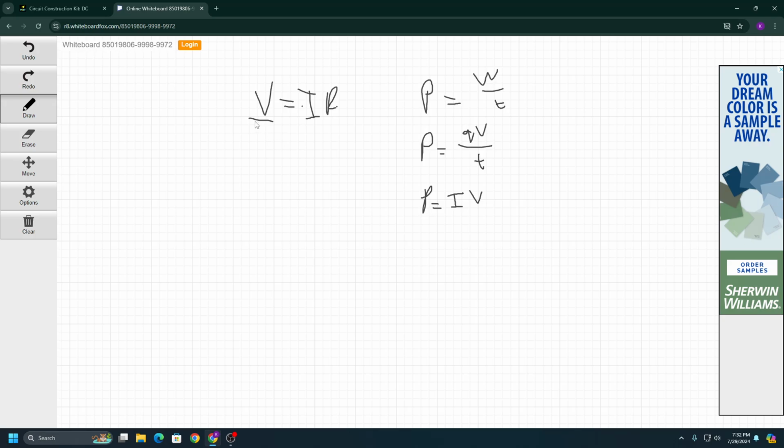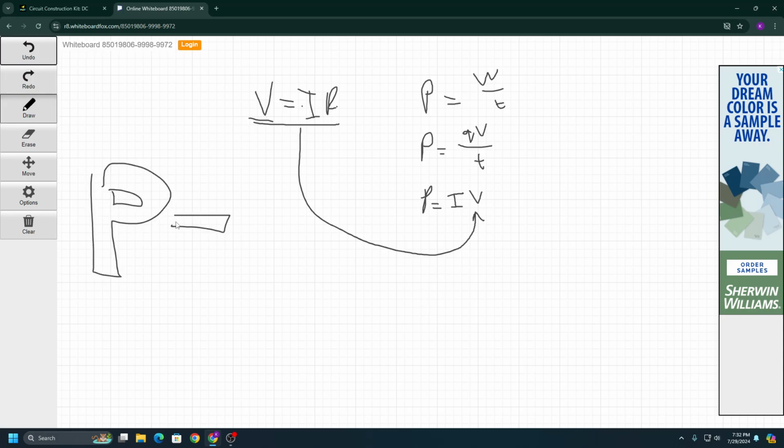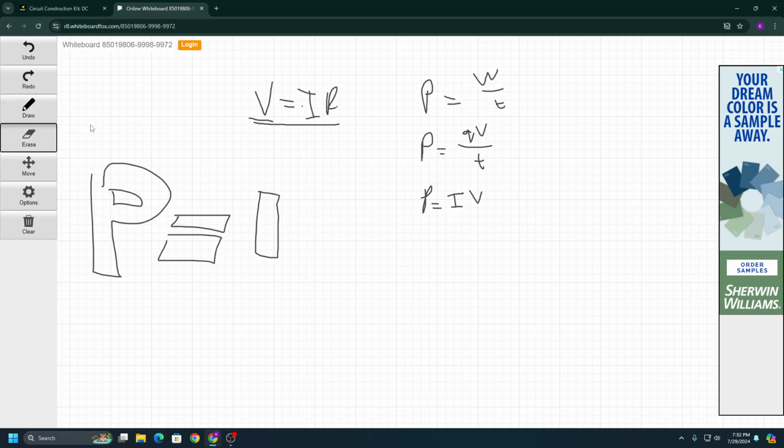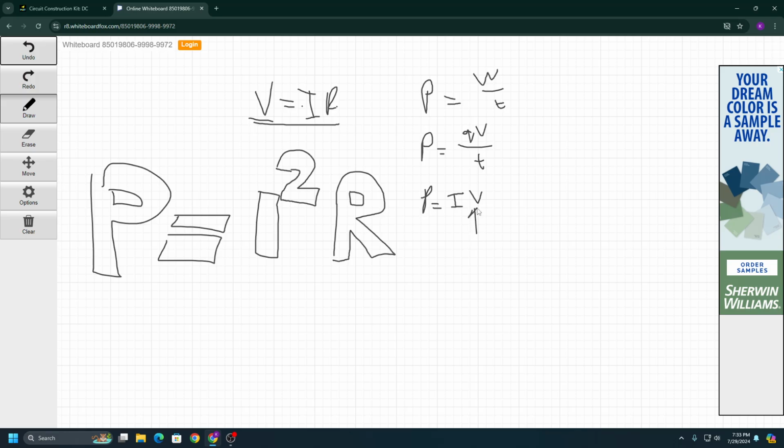So I have the voltage here, and I can plug it in there. So P is equal to I squared times R. P equals I squared times R. When you substitute IR here, V is equal to IR, so you get I squared R for power.